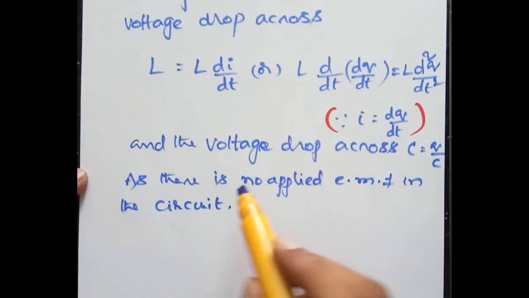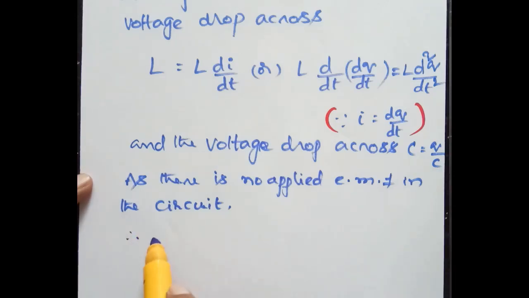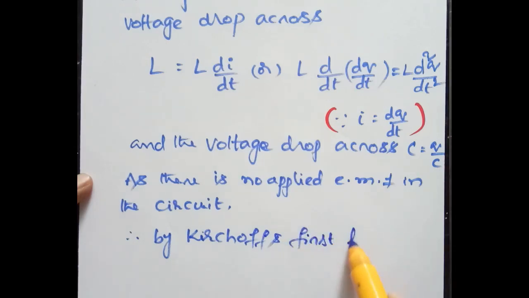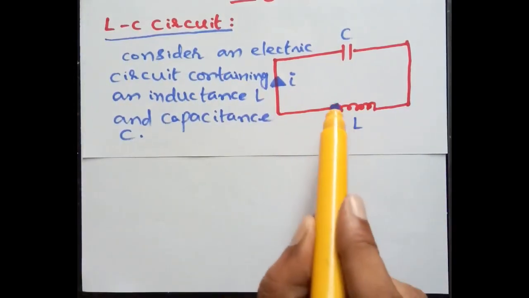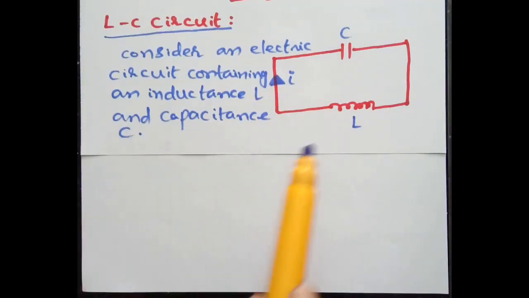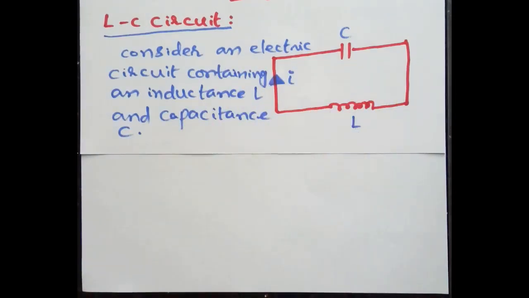By Kirchhoff's first law, that is voltage law, we have, as there is no applied EMF in the given LC circuit, the right hand side equal to zero. The voltage drop across the circuit, V suffix C and V suffix L, is equal to 0 by applying Kirchhoff's voltage law, that is first law, as explained in Kirchhoff's first and second law.